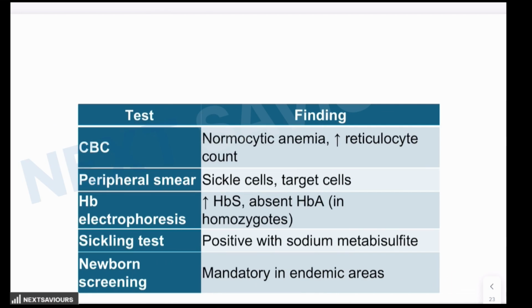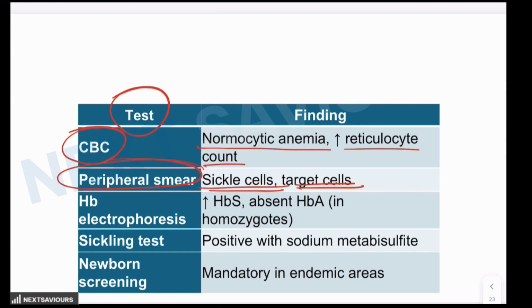asplenia. So once we are done with the clinical features, then in the explanation itself, for your revision, there is a provision of what tests are required for making the diagnosis. On the CBC, there will be normocytic anemia and an increase in the reticulocyte count. Peripheral smear will show sickle cells and target cells. How they look, we'll talk about in the next slide.